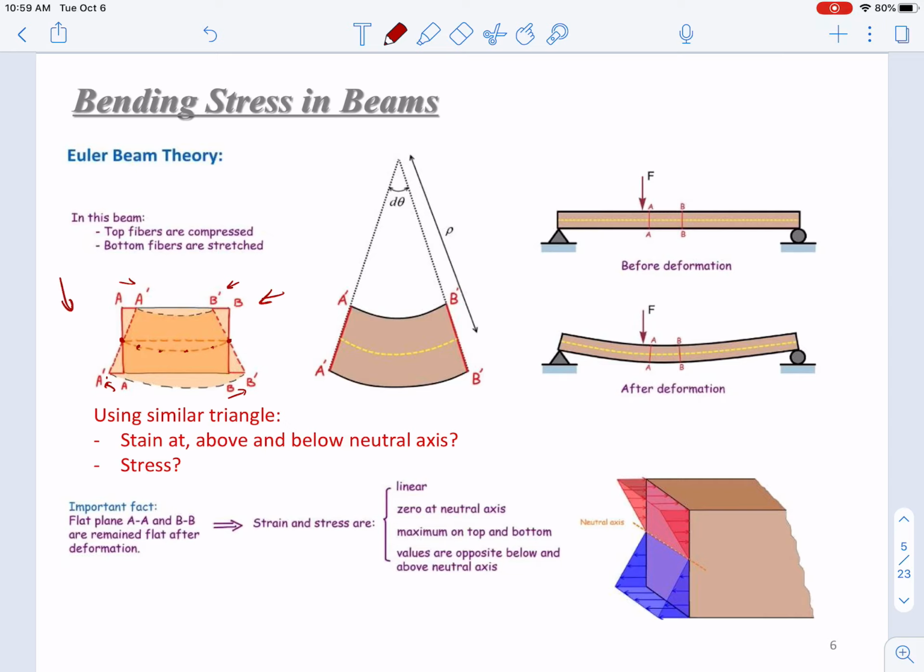If you connect all of these points together, you will get an axis. This axis is called the neutral axis. Along this neutral axis, stress and strain are both equal to 0.